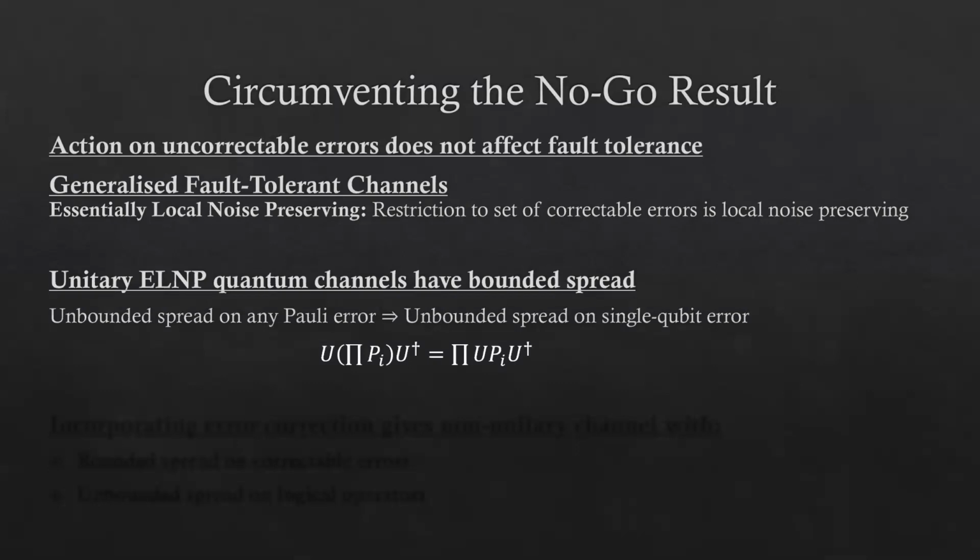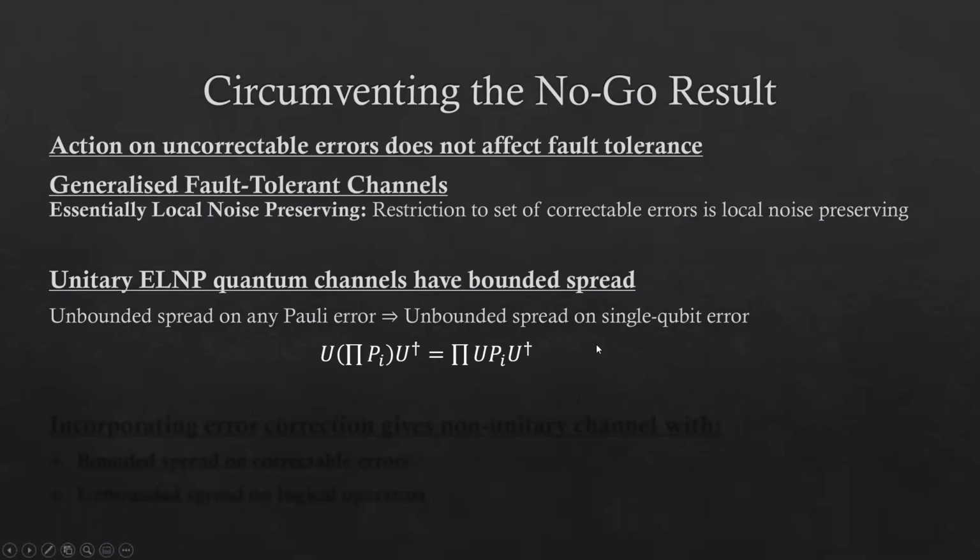We show that unitary essentially local noise-preserving quantum channels still have bounded spread. Specifically, what we show is that if a unitary quantum channel has unbounded spread on any Pauli error, it necessarily has unbounded spread on some single-qubit Pauli error. This is because the action of a unitary on the product of errors is equal to the product of the action on the individual errors. This means that generalizing local noise-preserving channels to essentially local noise-preserving channels does not allow us to circumvent our no-go result with unitary operators, that is, operations that act as unitary operators on the physical qubits. This is interesting since it justifies the intuition that many would have that non-unitarity plays an essential role in all of the tricks used to achieve universal quantum computing.